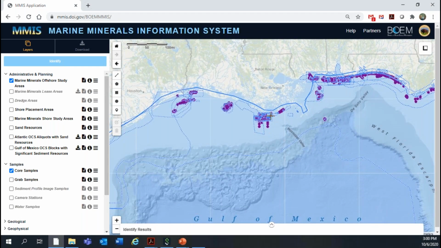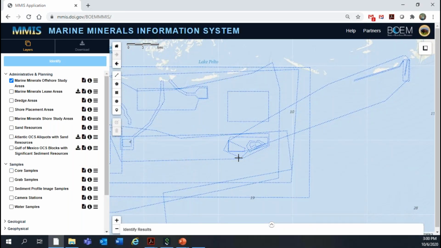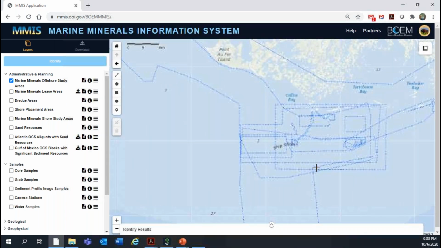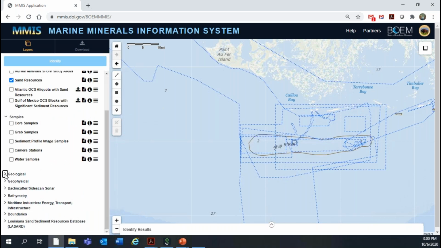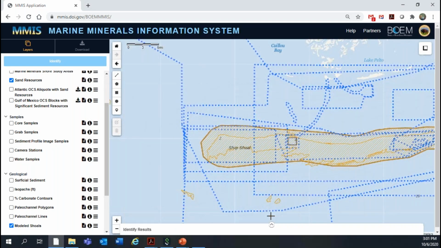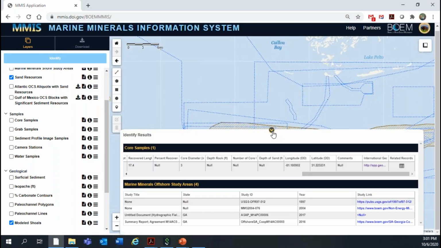So a couple of things. Just seeing resources. I'm going to get out of this core samples because there's a lot of them in this area. Let's go into Ship Shoal. Ship Shoal is a very popular area for a lot of people to use sand. So I can click on sand resources, as well as go into the geological and do modeled shoals. And you can see areas where there are shoals that have been identified and things that have been done with it. Within the study areas, again, same type of thing. You can click on this and it'll actually give you links to studies that have been conducted to support it.